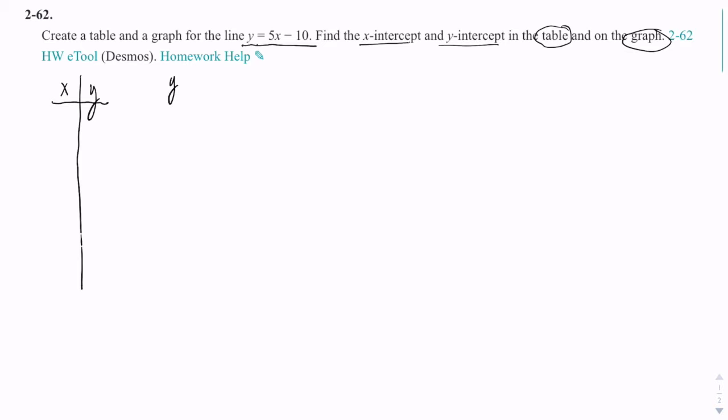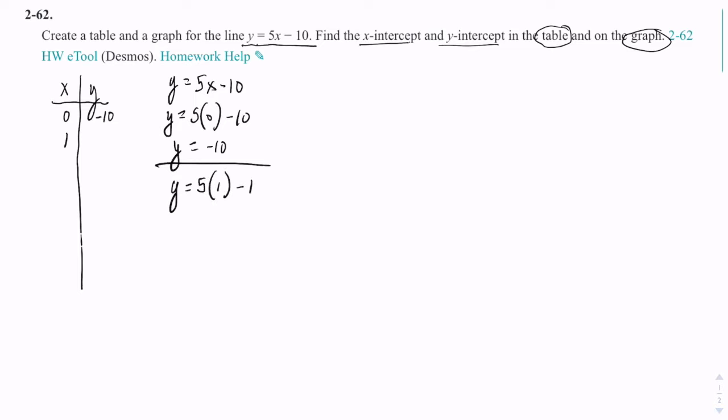So the original equation is y equals 5x minus 10, and I'll just start with 0 for x, right? So I have y equals 5 times 0 minus 10. So that's 0 minus 10, which is negative 10. So I found my first point in the table. Then I'll put a 1 in for x, and I'll get y equals 5 times 1 minus 10. So that's 5 minus 10, which is negative 5, so I found my second point in my table.